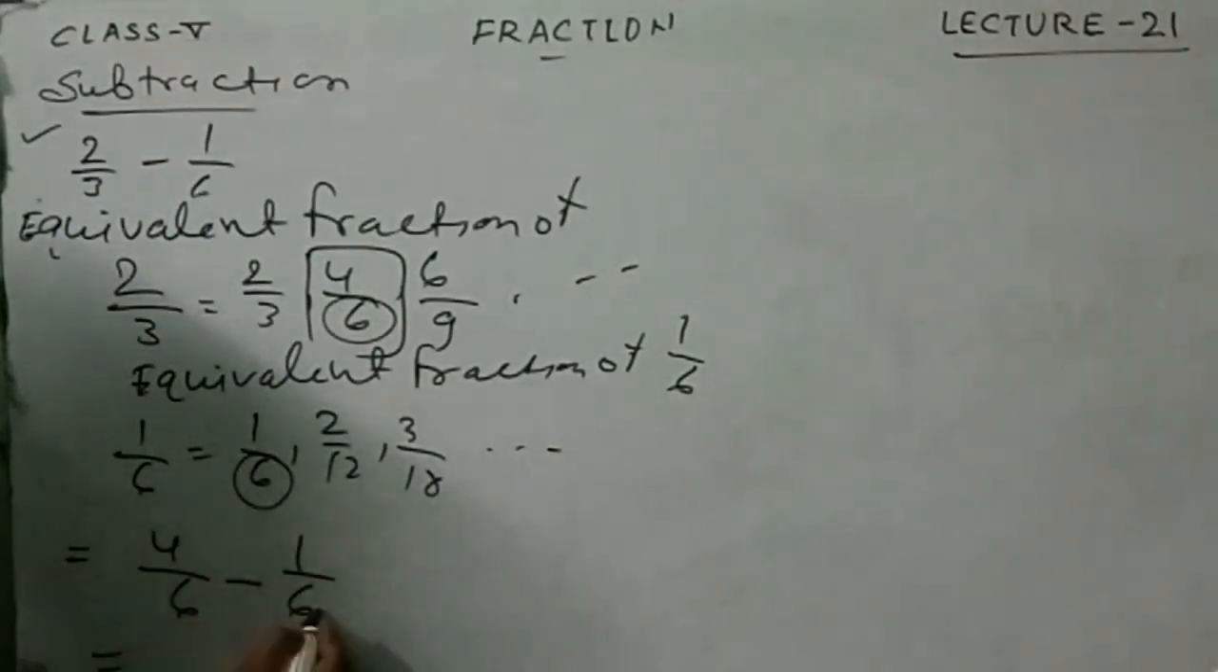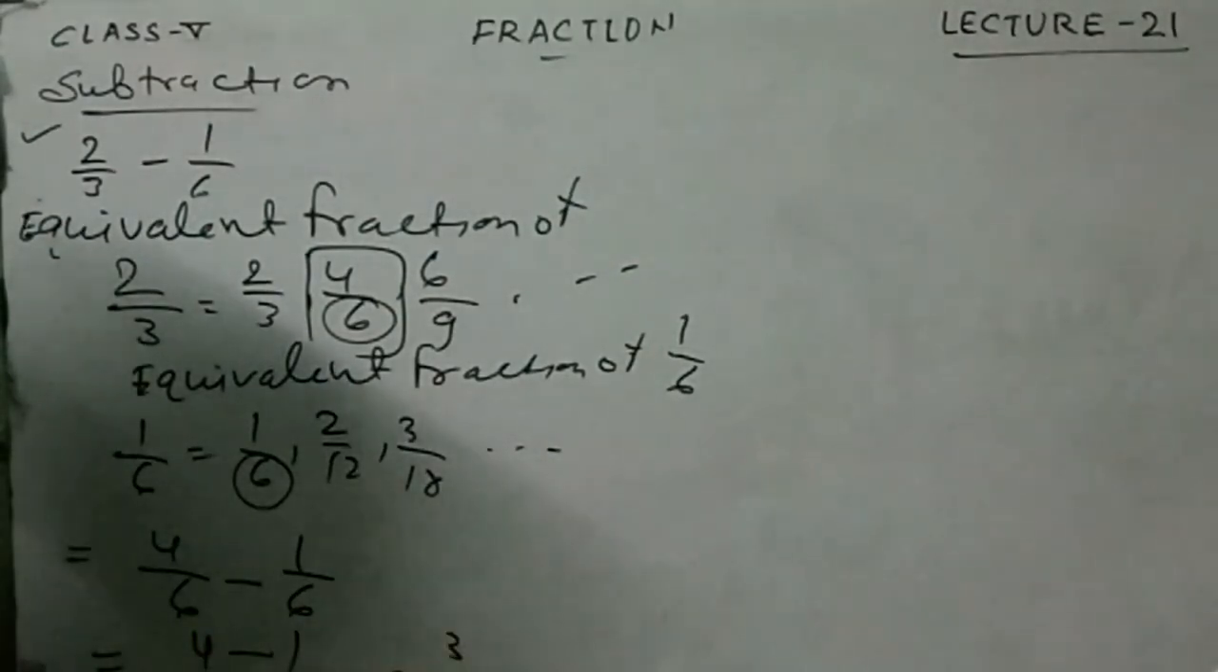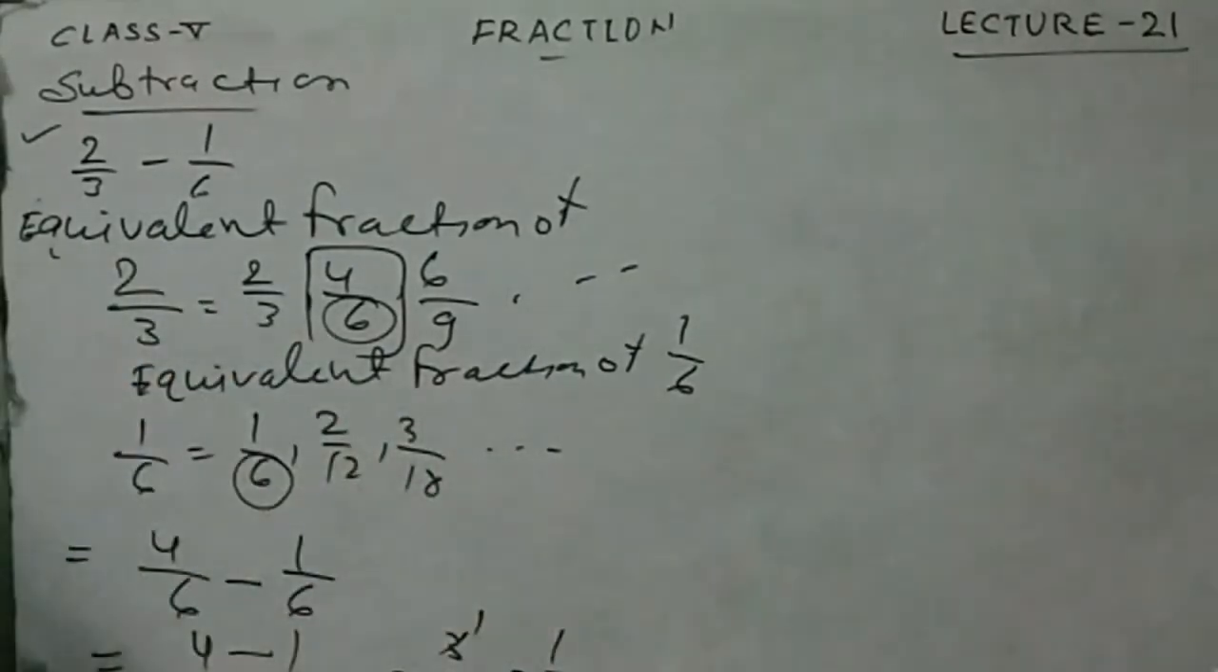Now we get both denominators the same. Write 6, and here as usual you write 4 minus 1, 3 by 6. Reduce this number, then the same answer. If you follow both the processes, the answer will be the same. Okay. Now students, next class I will teach you how to multiply and how to divide fractions.